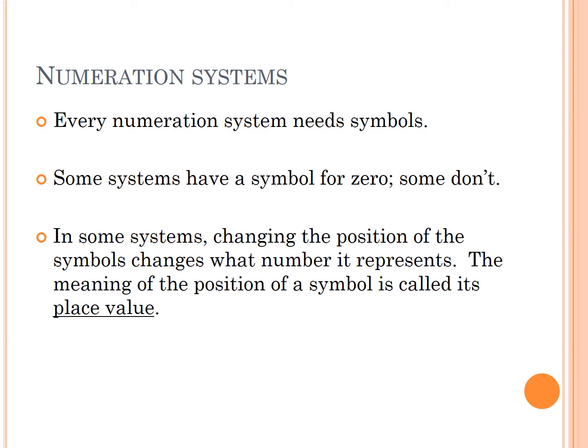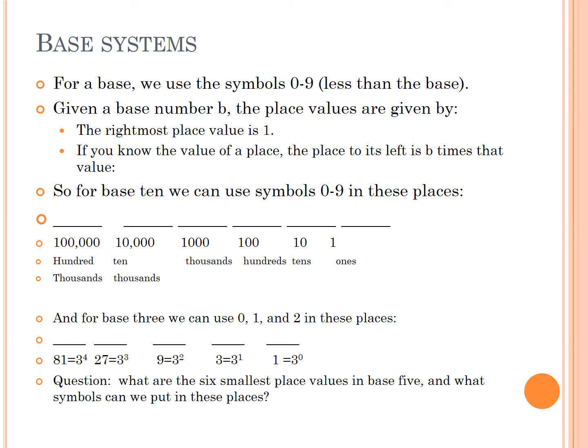If changing the position of the symbols matters, we call this a positional system, and what position it is is its particular place value. So in base systems, we are going to use the symbols from 0 to 9, but only the ones less than whatever base we choose. So if I'm in base 3, I'm only going to use the numbers 0, 1, and 2. And the place values are always given in terms of the base.